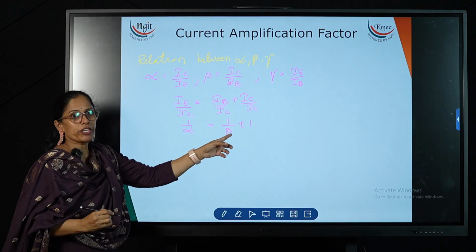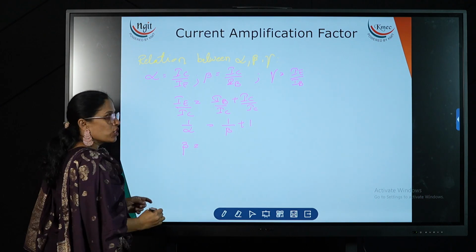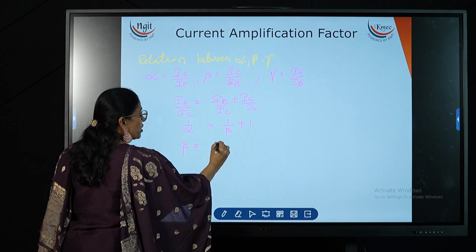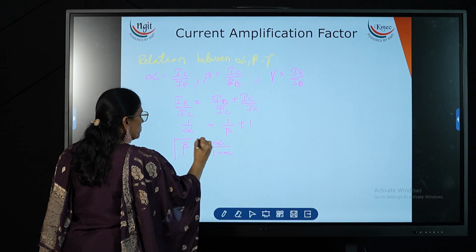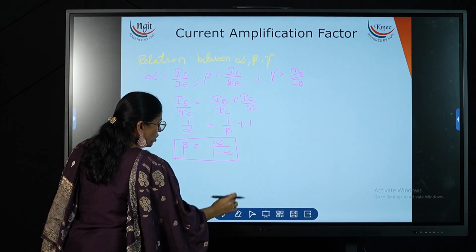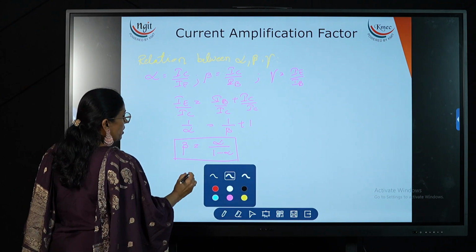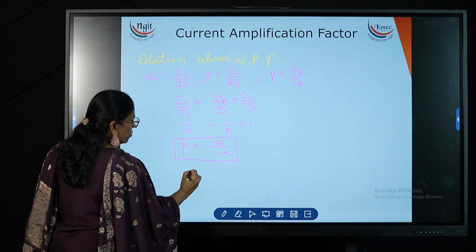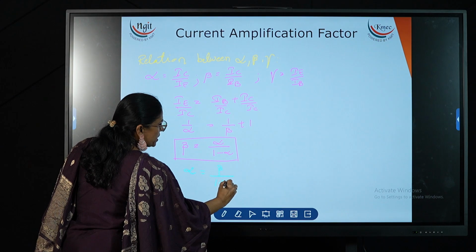From this expression, if you calculate beta in terms of alpha, beta is equal to alpha by 1 minus alpha. Similarly, if you calculate the expression for alpha, then alpha is equal to beta by 1 plus beta.